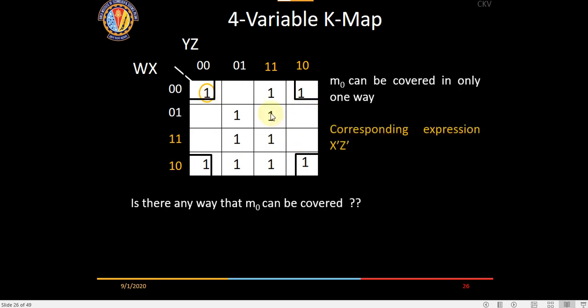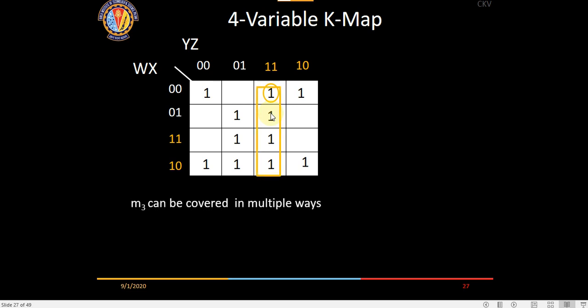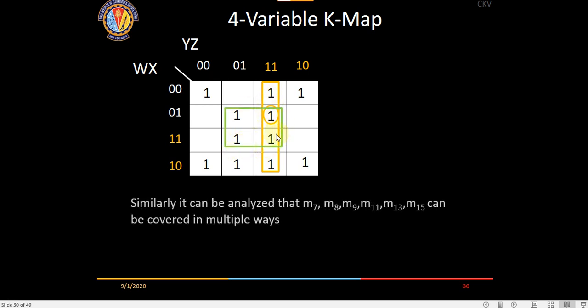Then we go to the second one. It can be covered here as well as here also. So it has got more than one way of grouping. We take the third one. Again, this is one possible combination. This is another possible combination. Here we take one, this is one possible combination. And for this next one, it has got 2 possible combinations.